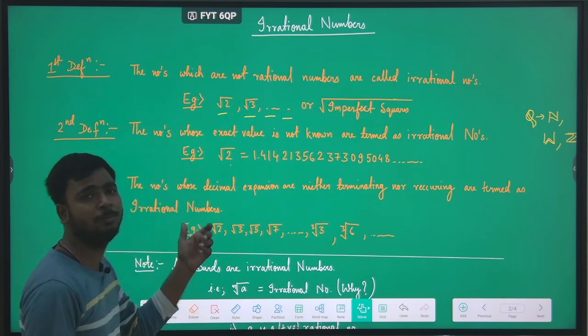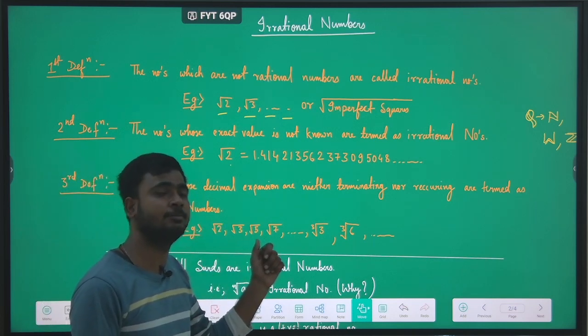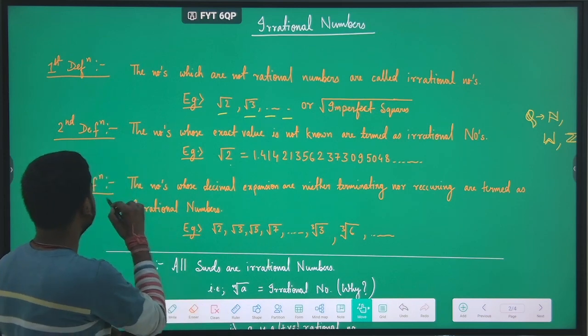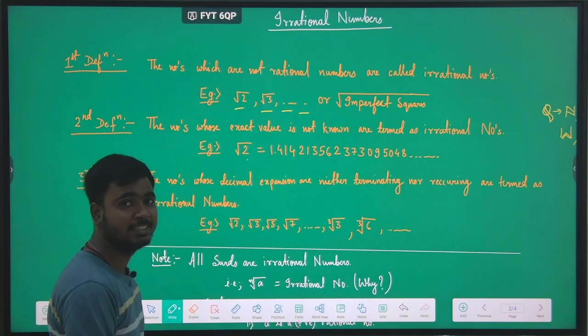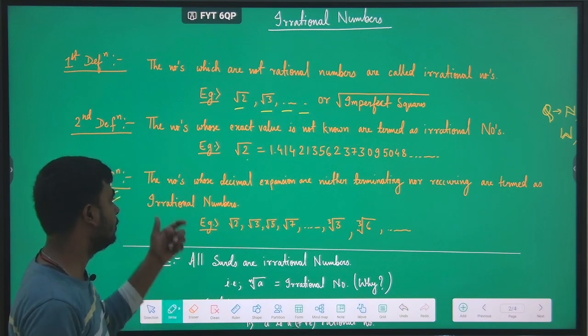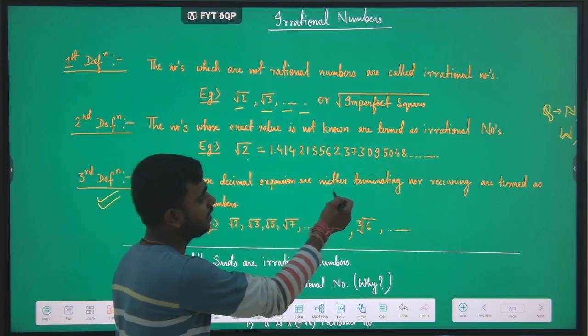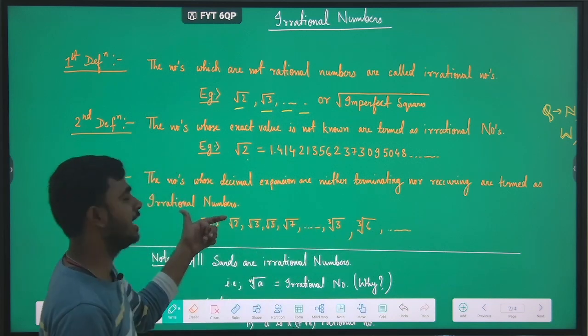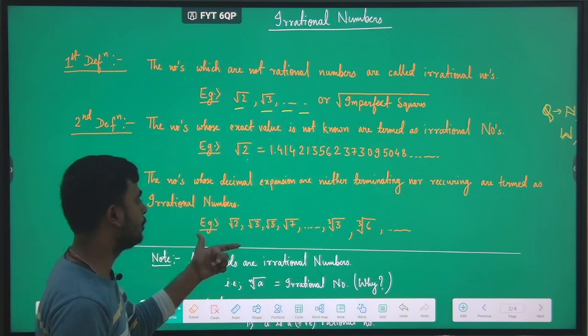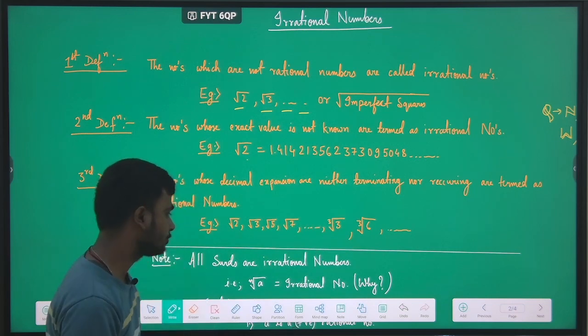So whenever you are asked to define irrational numbers, we will use this third definition. What is this third definition? The numbers whose decimal expansions are neither terminating nor recurring are termed as irrational numbers. Okay, the examples are like this.